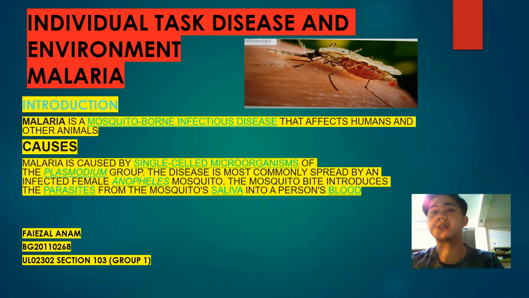The causes of this topic is the malaria is caused by single-celled microorganisms of the Plasmodium group. The disease is most commonly spread by an infected female Anopheles mosquito. The mosquito bite introduces the parasites from the mosquito's saliva into a person's blood.